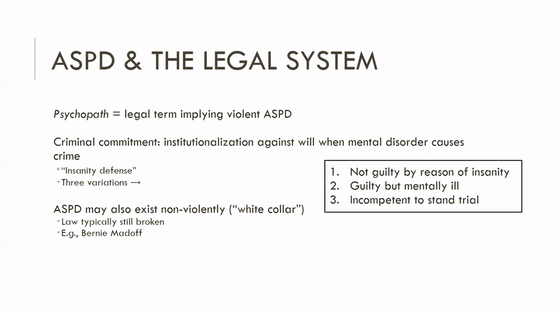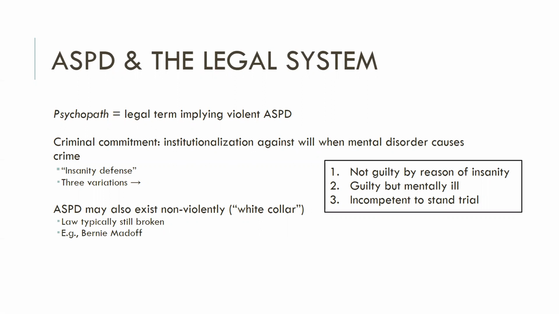Someone who is criminally committed is someone who is institutionalized against their will when it is believed that a mental disorder is what is causing a crime. Broadly speaking, this is referred to as the insanity defense or the insanity plea. In reality, though, there are three variations on this general term. One is when someone is found not guilty by reason of insanity. A second is when a person is found guilty but mentally ill. And a third is when a person is found incompetent to stand trial. And yes, we will be going through each of those three and discussing the differences.